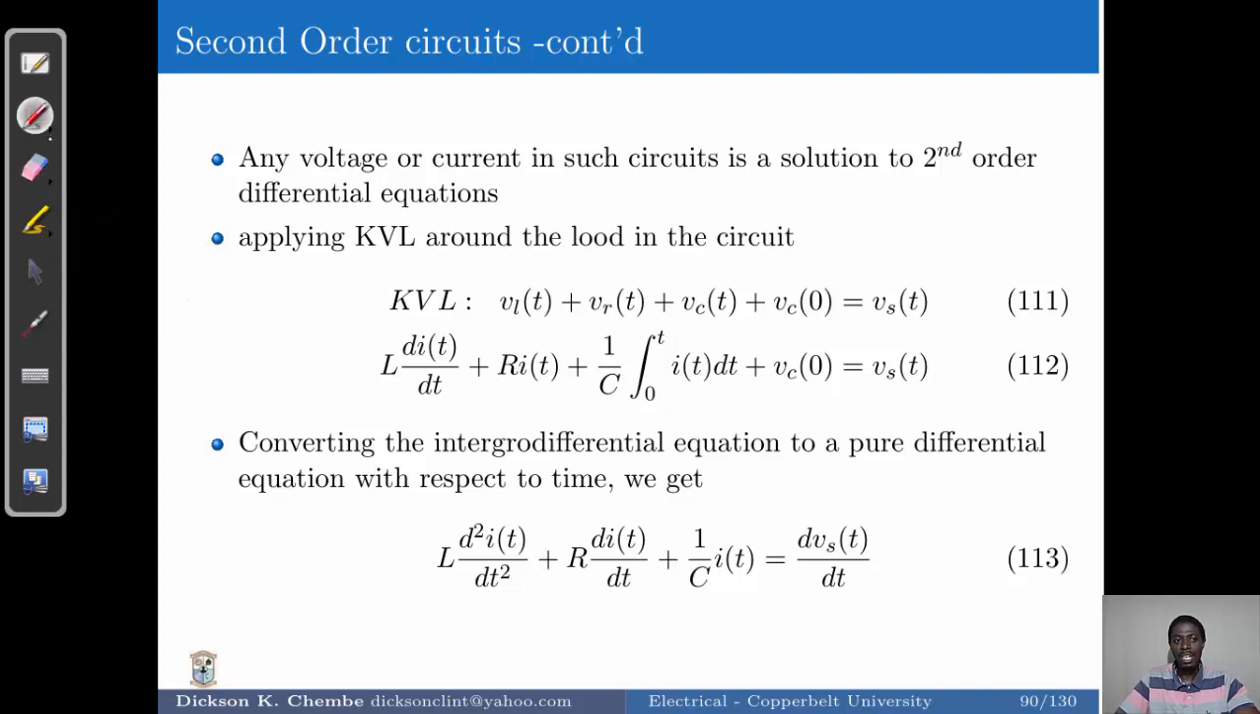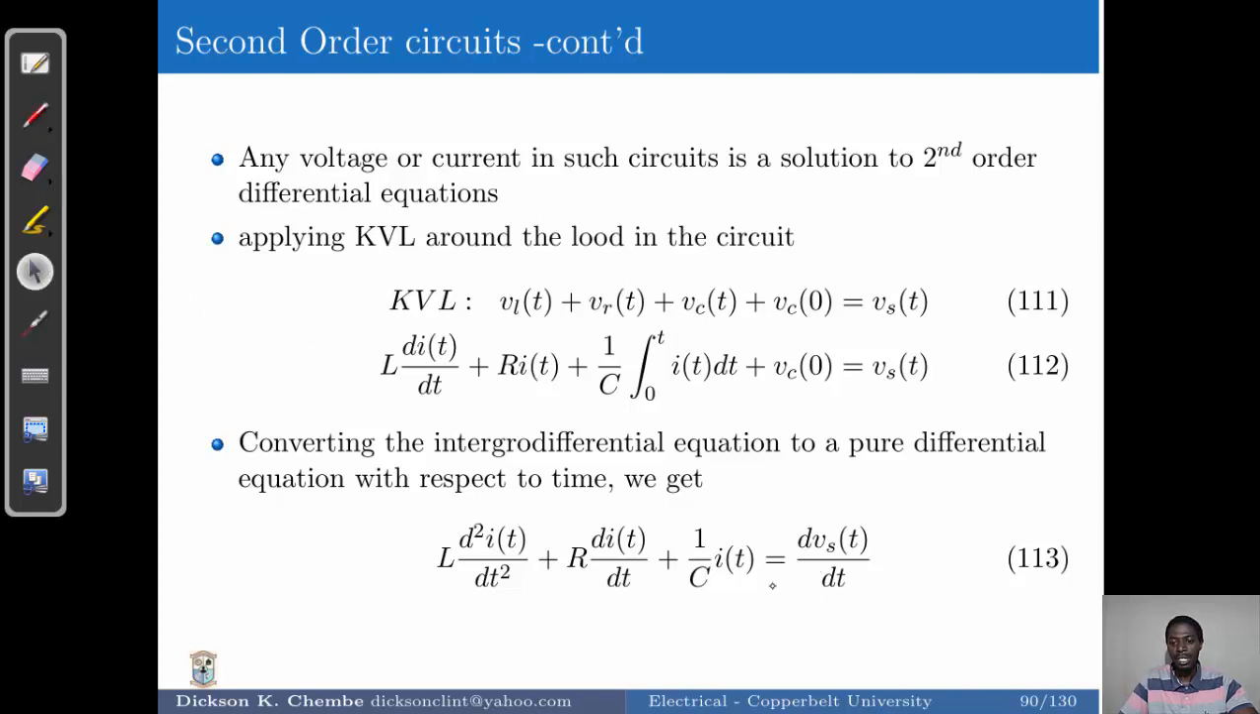We have to convert these into purely differential equations for us to be able to solve. When you convert this into a purely differential equation, we obtain 1 over C times i(t), and then a second order differential comes in because we already had a first order differential. So L times d squared i(t)/dt squared, plus R di(t)/dt, and this should equal what we call the forcing function, dvs(t)/dt.